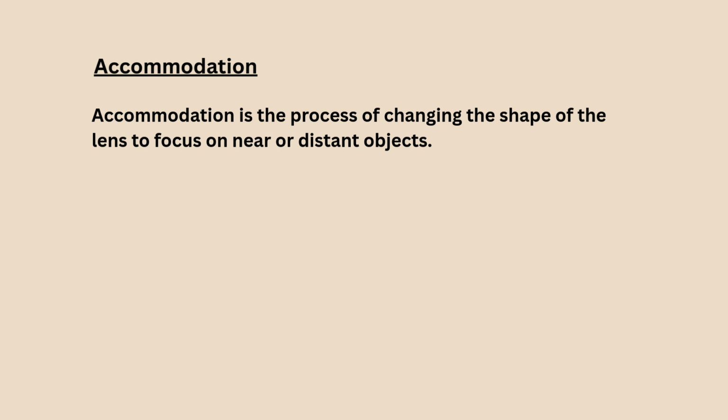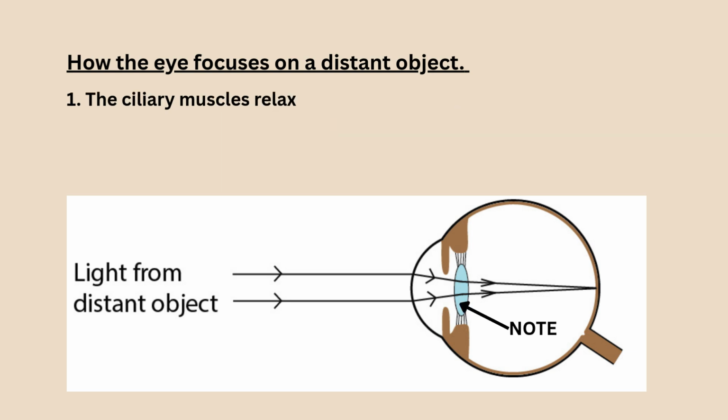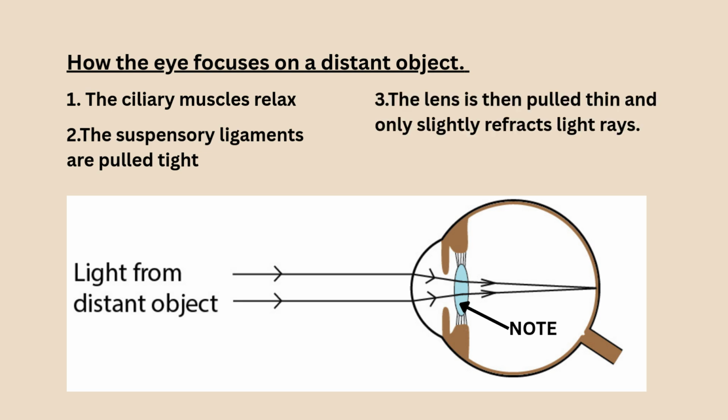Accommodation is the process of changing the shape of the lens to focus on near or distant objects. How the eye focuses on distant objects. The light rays from a distant object are virtually parallel. This means that only a small amount of refraction is needed for the light rays to meet at the retina. To do this, the ciliary muscles relax. The suspensory ligaments are pulled tight. The lens is then pulled thin and only slightly refracts the light rays. The light rays meet at the retina. Note how thin the lens is.